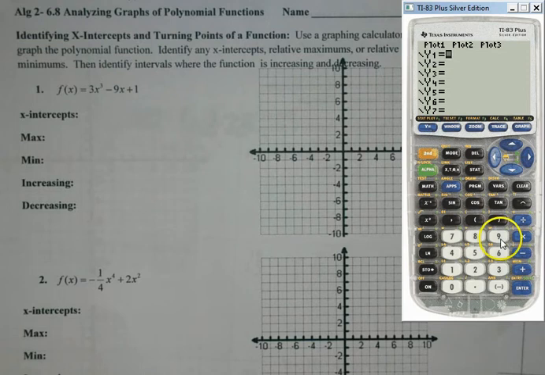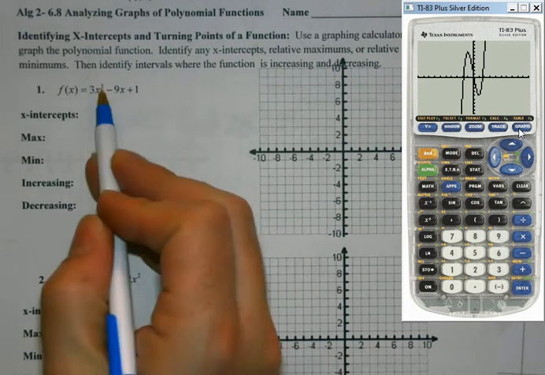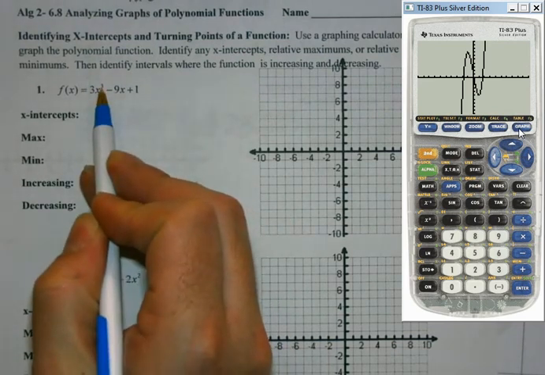Okay. Go ahead, and we're just going to type in this first equation and see what it looks like. And then we can start maybe figuring some of this stuff out. Let's see what we got working here. Okay, that's kind of funky. So in just looking at it, I noticed that it goes across the x-axis 1, 2, 3 times. And that makes sense because there should be 3 zeros or 3 answers.